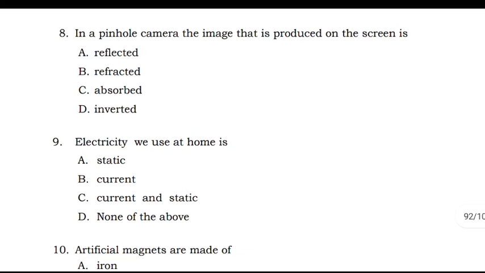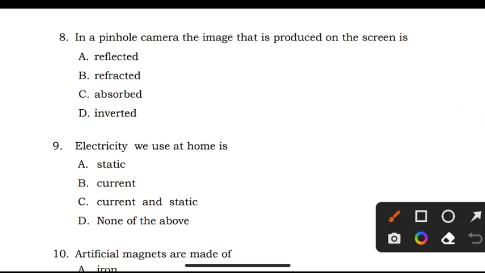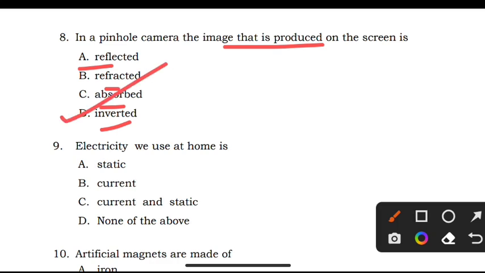In a pinhole camera, the image that is produced on the screen is reflected, refracted, observed, inverted. In a pinhole camera, the image that is produced on the screen is of which shape in these following options? So option D will be the correct answer. Always an inverted image is produced when we see a pinhole camera on the screen.